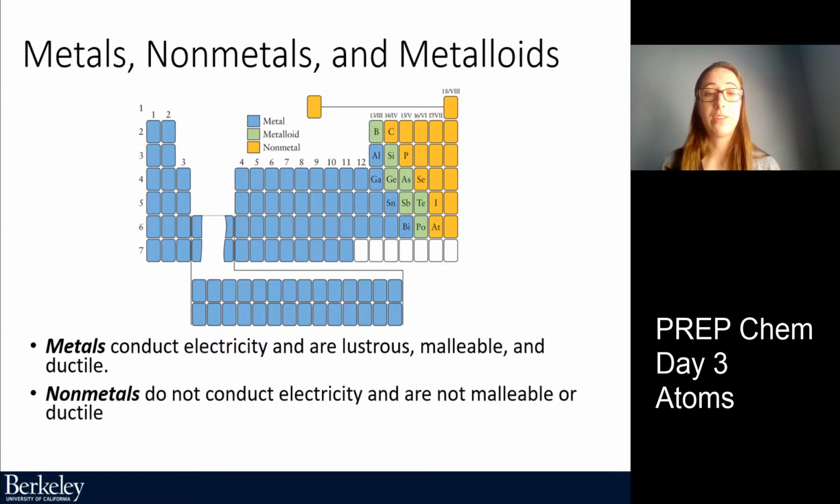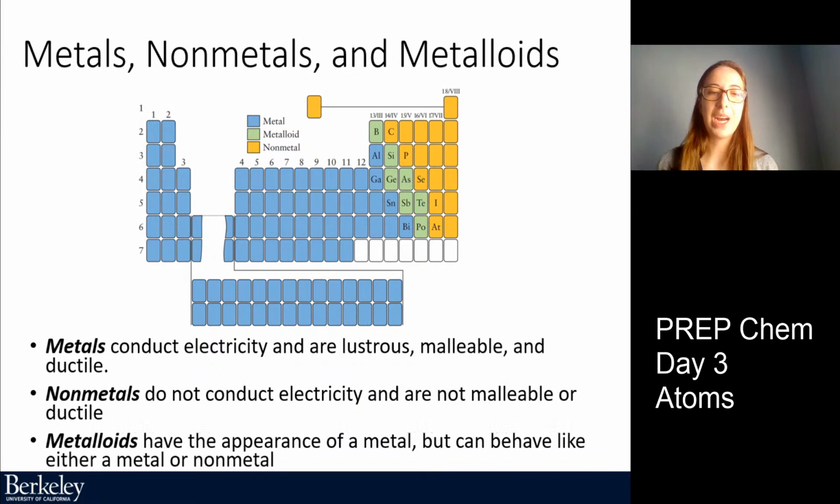And then nonmetals, which are all the way on the right, do not conduct electricity, and they're not malleable or ductile. And then we have this small region where they're kind of in between. These are called metalloids. They have the appearance of a metal, but they can behave like either a metal or a non-metal.